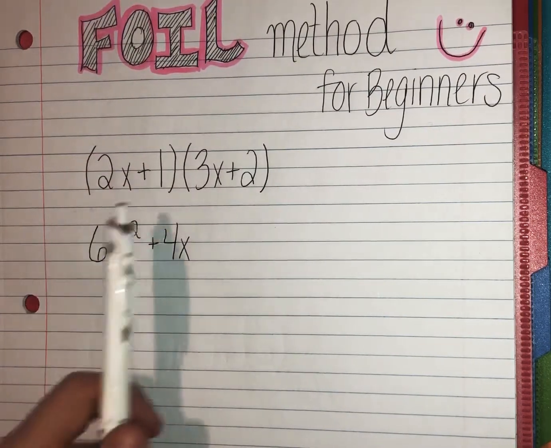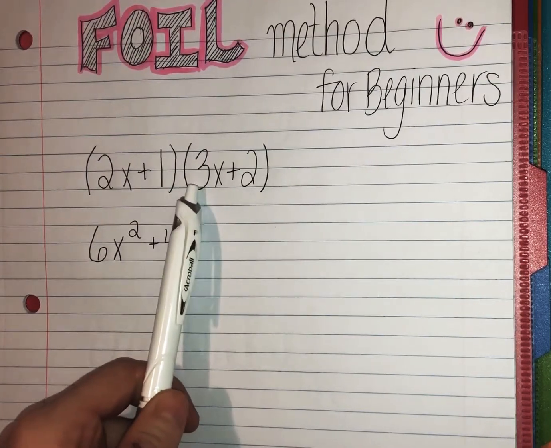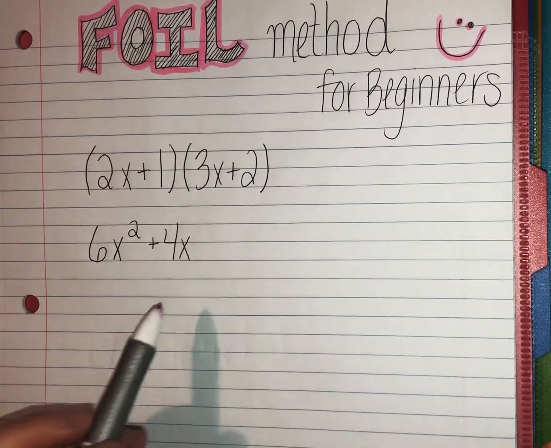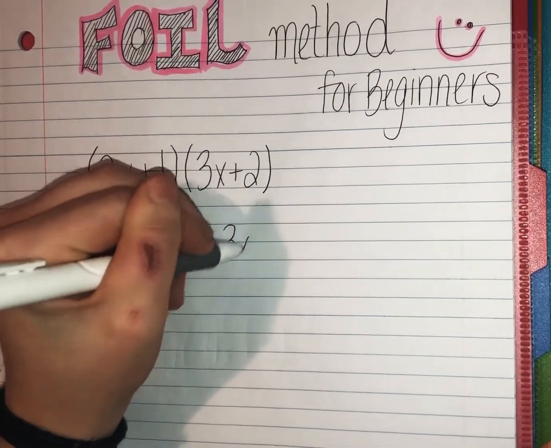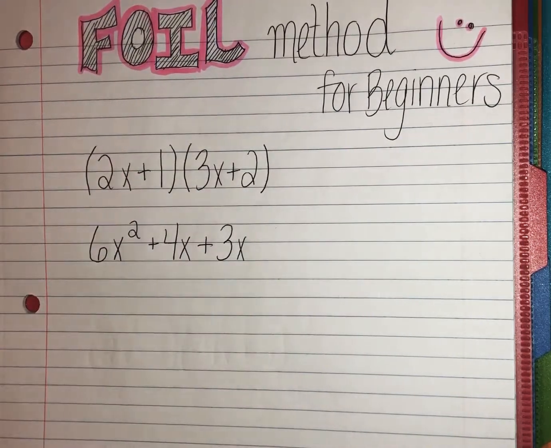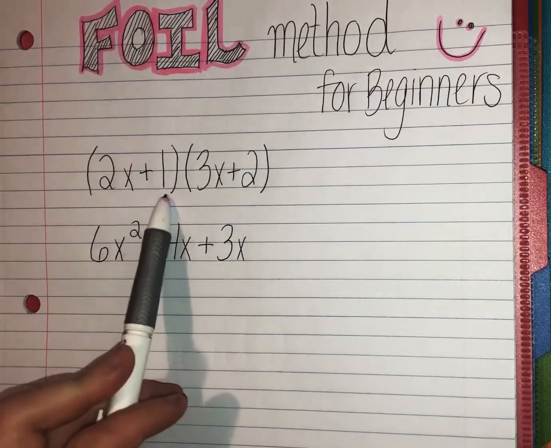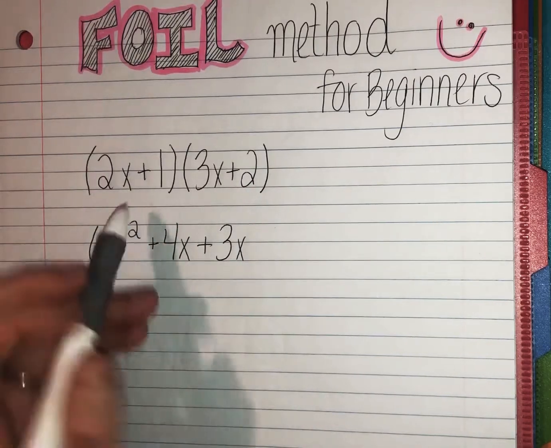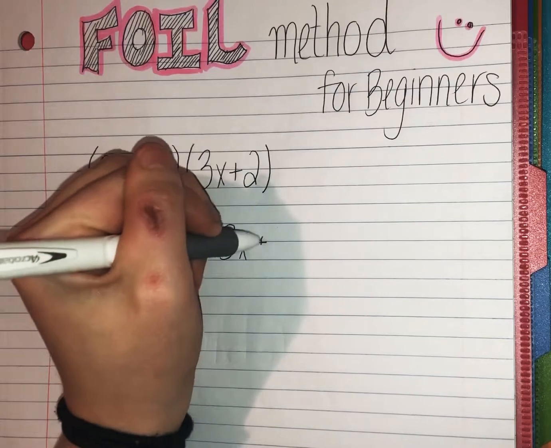Inner stands for the two terms that are on the inside, which would be the 1 and the 3x, which gives us 3x, because 3x times 1 is itself, 3x. And the last step is to multiply the two last terms of the parentheses, which is 1 and 2. So I'm going to multiply 1 and 2, which gives me positive 2.